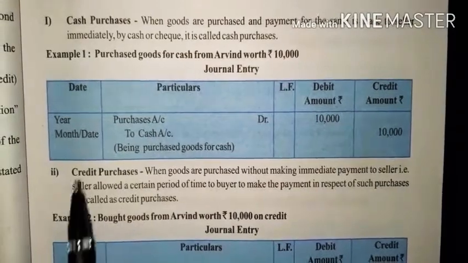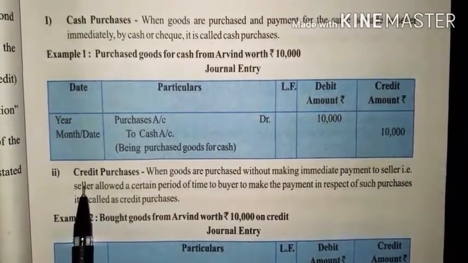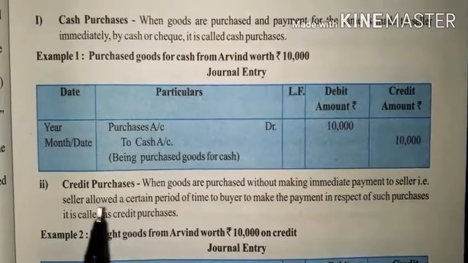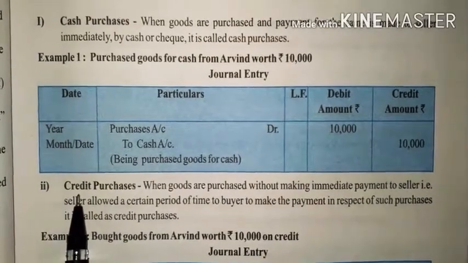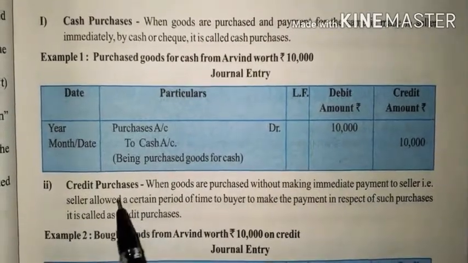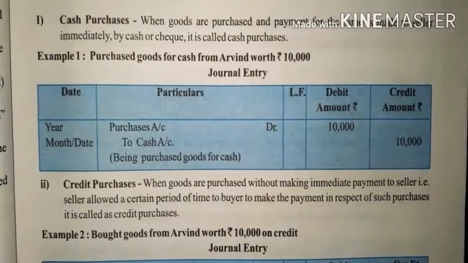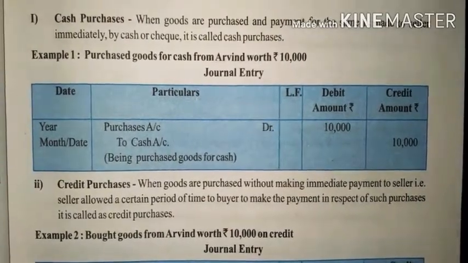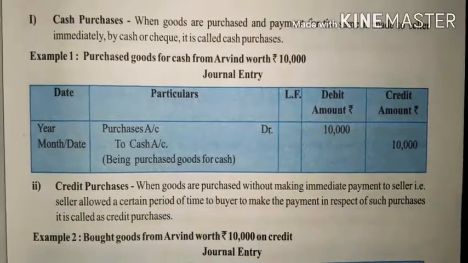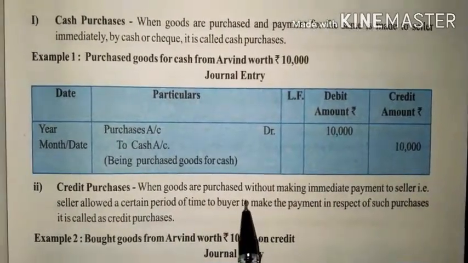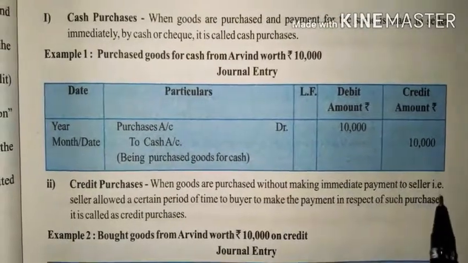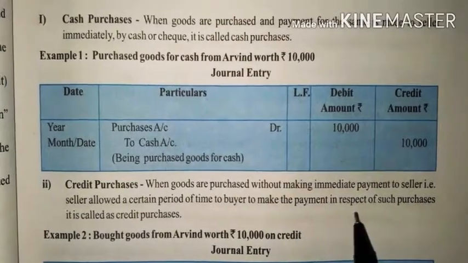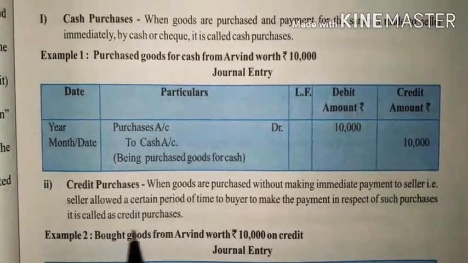So let's take the second type. It is credit purchase. Now I have already told you what is credit. Credit refers to purchases that are taken on loan or on credit basis. So in short we can say credit or loan purchases. That is, you are purchasing goods first and making payment after a certain period that you have specified to the seller. That is called credit. Let's see what it says. When goods are purchased without making immediate payment to the seller, that is, the seller allows a certain period of time to the buyer to make the payment in respect of such purchases, it is called credit purchases.